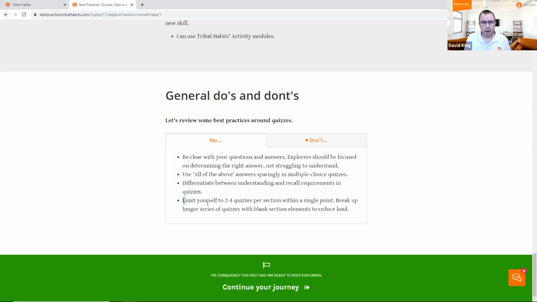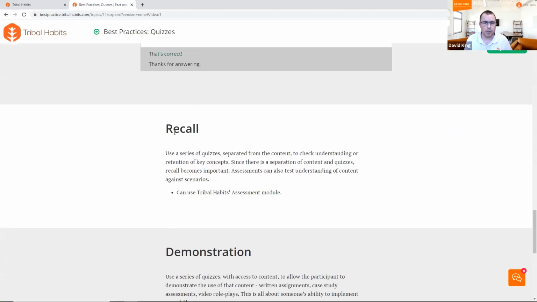Finally, I generally recommend you limit yourself to 2 to 4 quizzes per section within a single point. If you have 10 quizzes you want someone to do, I would break it up just to reduce load. What you don't want to do is have someone open a new section and see 10 quizzes in a row. They're like, ugh. And they tend to rush. It can be a bit disengaging.